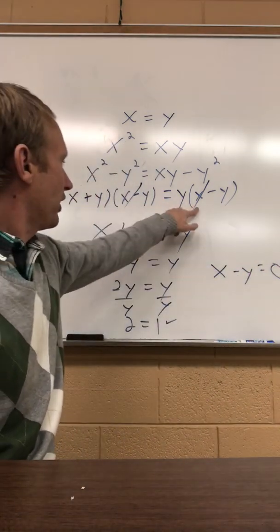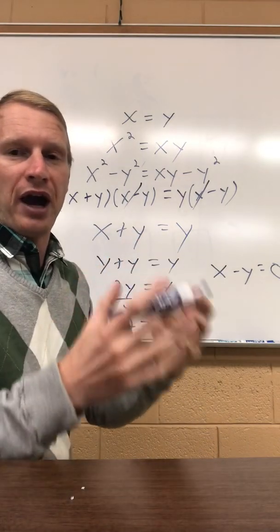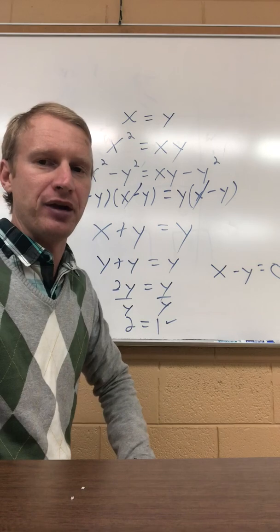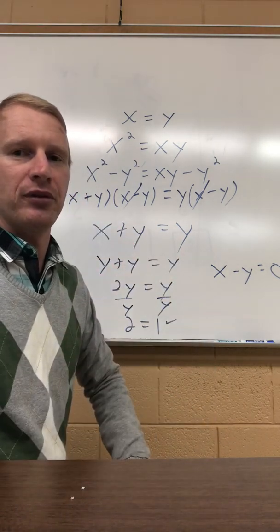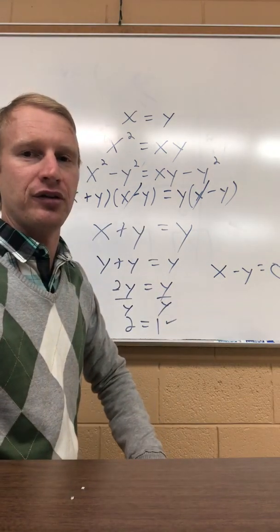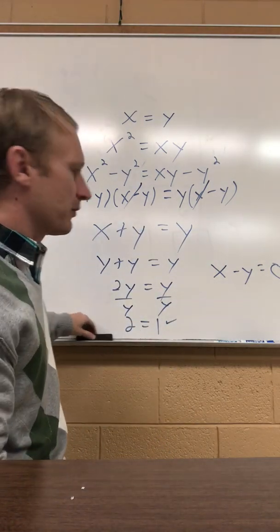So when we canceled this out, we divided both sides by 0, because that's how we cancel something out. We divided both sides by 0, which is a problem. That's why right here this proof doesn't work, and that's essentially why you can't divide by 0.